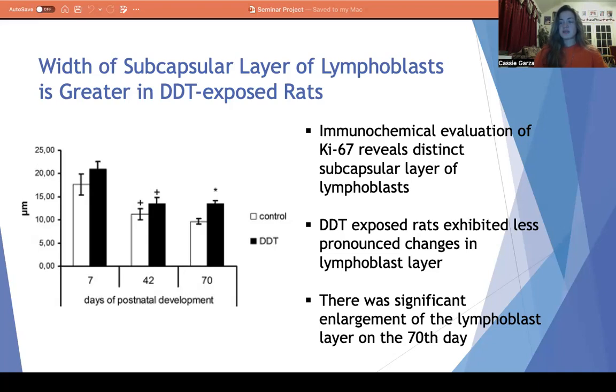So the last data results showed us that there is an increase in lymphocyte proliferation, right? But this result gives us more information as to why this is occurring. It's occurring because this lymphoblast layer is enlarged, and we have a greater number of lymphoblasts. The last results let us know that there are more lymphocytes in general. This one lets us know that there are more underdeveloped thymic lymphocytes due to the DDT exposure.